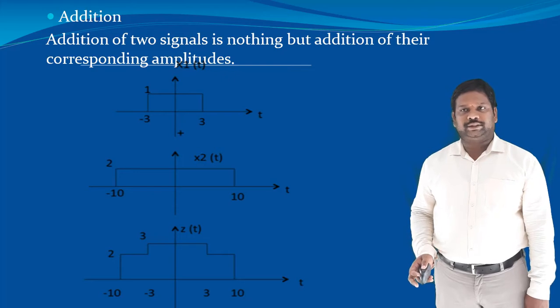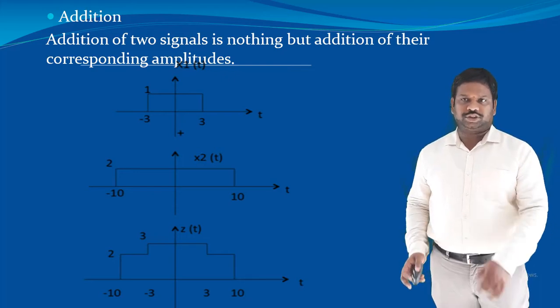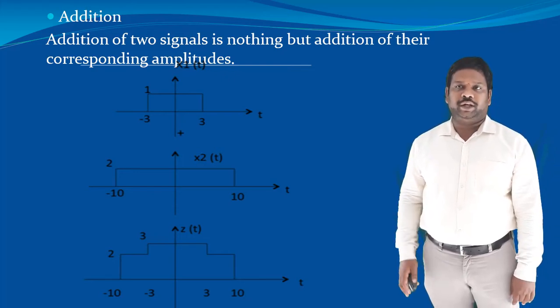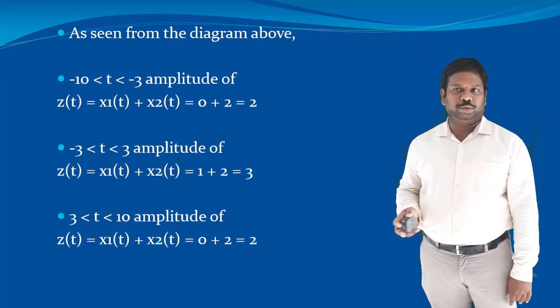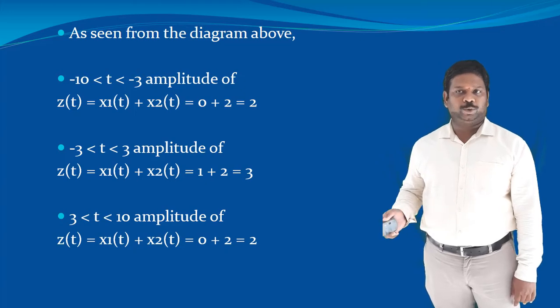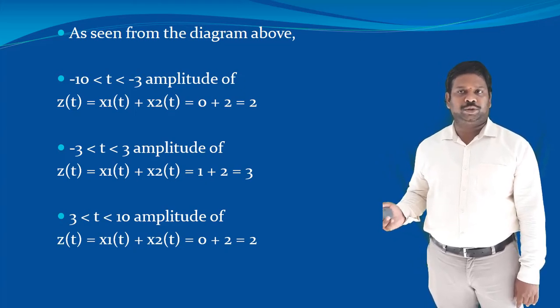Okay. Next, the similar flow of these particular statements will be given like this. That is, amplitudes will be added like 0 plus 2 will be 2, 1 plus 2 will be 3, 0 plus 2 will be equal to 2.